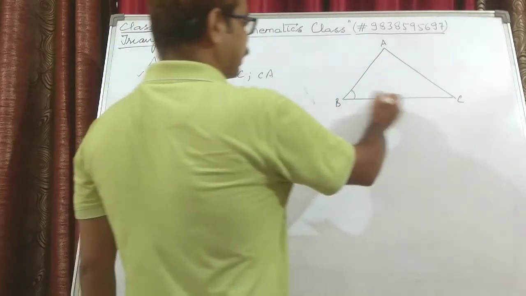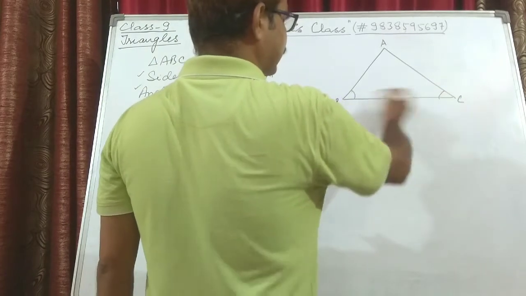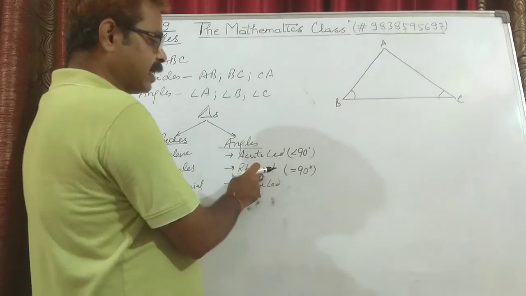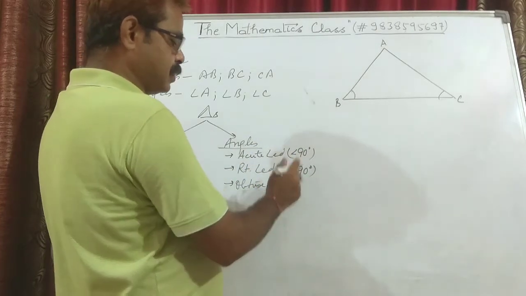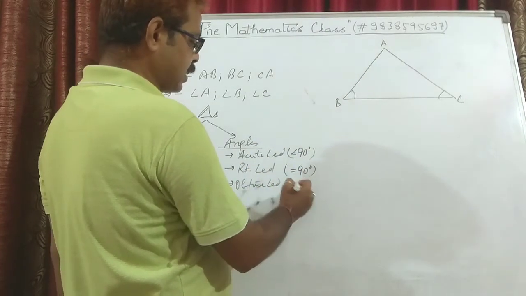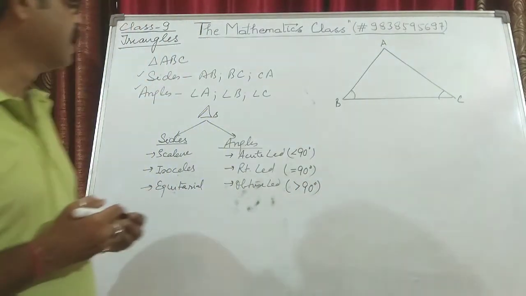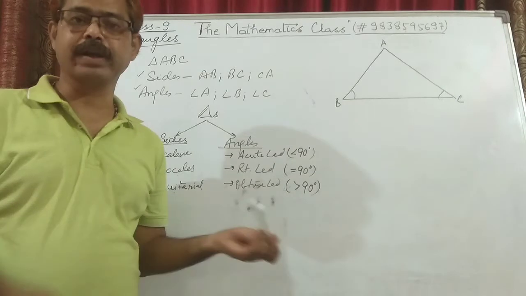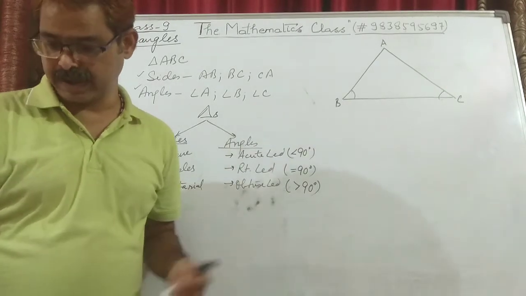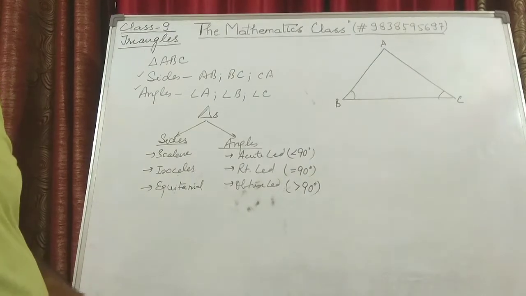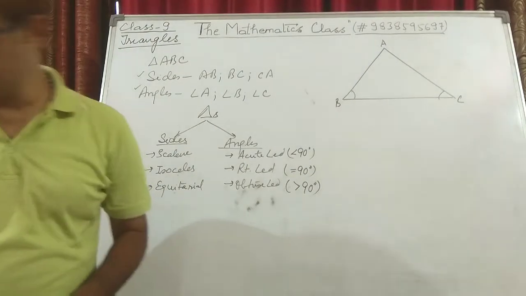If you say that this angle and this angle are 90 and 90, total is 180, so 180 is a straight line, so triangle is not possible. So right angle triangle is one angle equal to 90, and obtuse angle means one angle is greater than 90 degree. I hope this was a revision or a quick introduction to the topic triangles. Now we move on to some other important terms that are used in triangle.